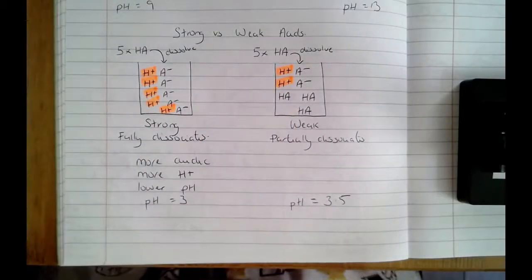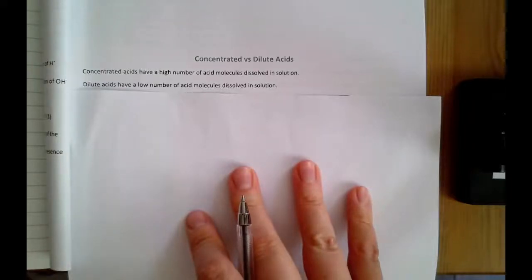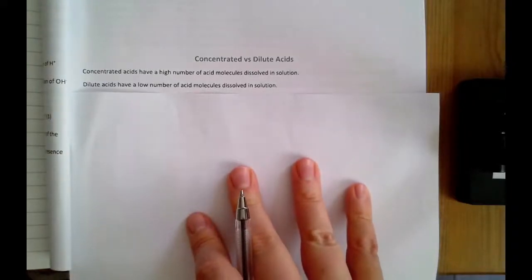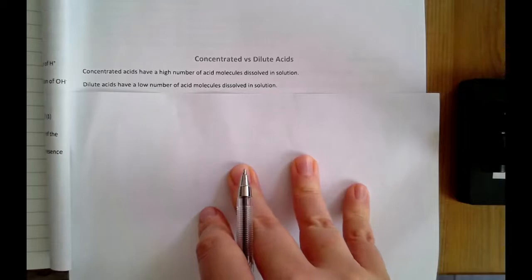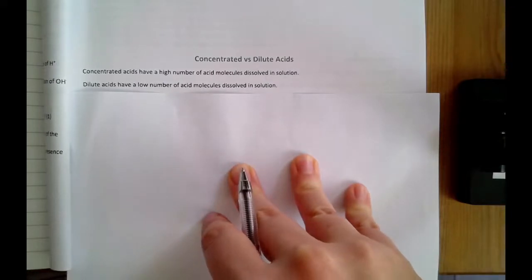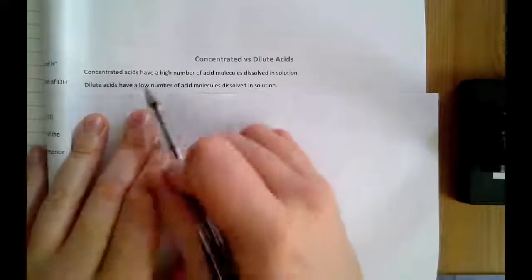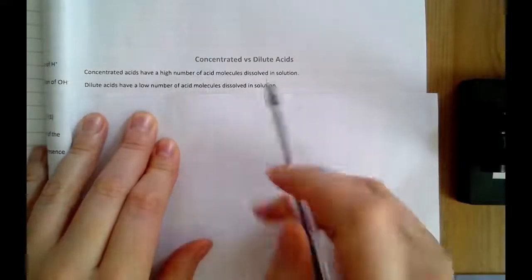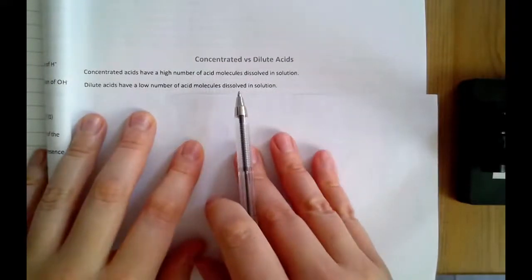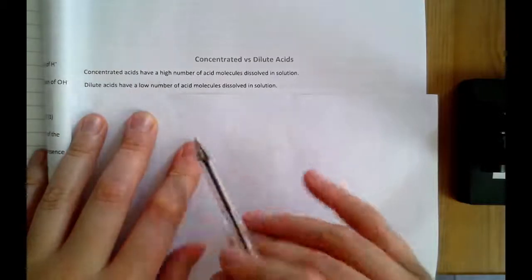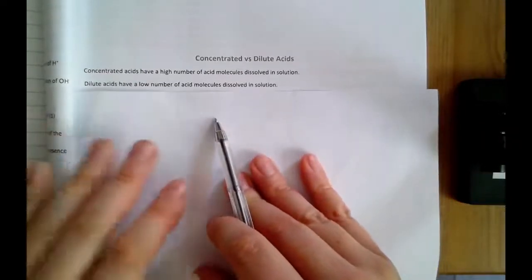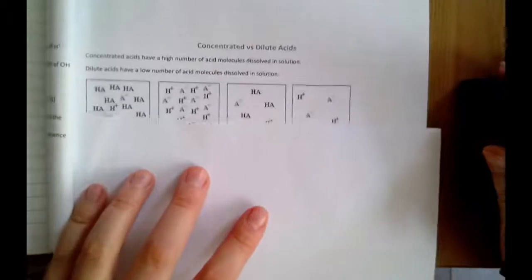acid will. The other thing we need to consider is concentration, and concentration and strength in chemistry are not the same thing. So we've already seen what we mean by a strong acid and a weak acid. Now we're going to look at what we mean by a concentrated acid and a dilute acid. So if an acid is concentrated, it's got a high number of acid molecules dissolved in solution. If it's dilute, it doesn't have a lot of acid molecules dissolved. And again, this is easiest if we just look at examples.